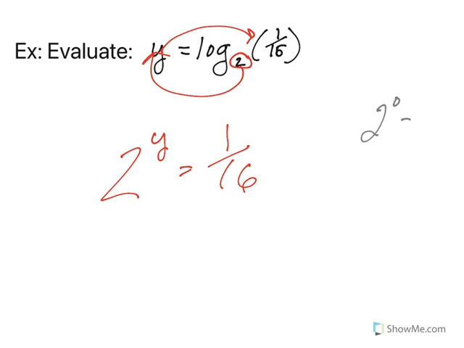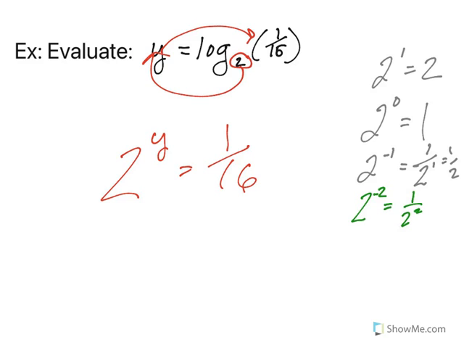Well, we know 2 to the 0 is 1 because anything to the 0 power is 1. And 2 to the first is 2. Well, that's going the wrong direction. I need to get smaller. So if I go 2 to the negative first, remember, negative exponents flip it. So this becomes 1 over 2 to the first, which is 1/2. That's not big enough.